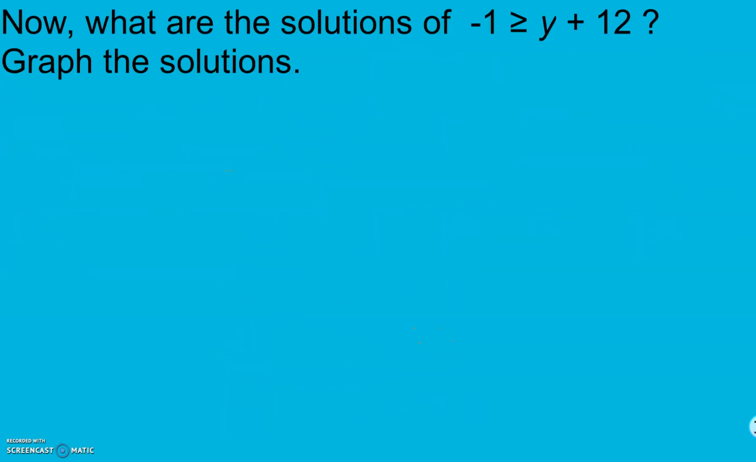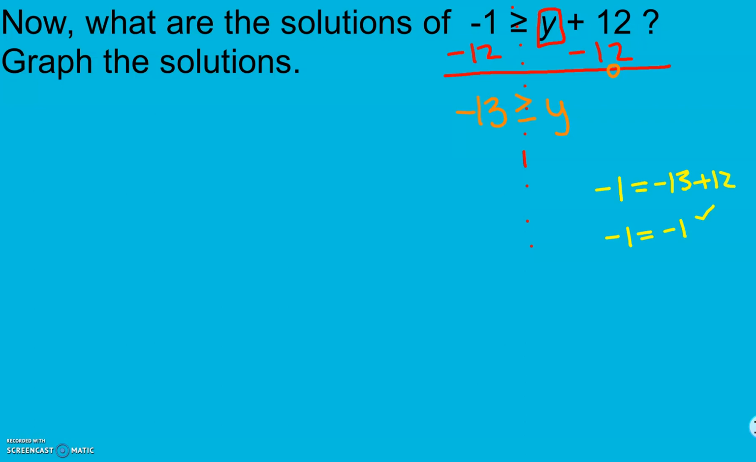Now feel free to pause here and give this a try. Our variable is being added by 12. To get rid of addition, I subtract. Use that subtraction property of inequality, which is very similar to our subtraction property of equality. It says as long as we do it to both sides, it stays equivalent. 12 minus 12 is 0, so all I have here is y. I bring down my inequality. Negative 1 minus 12 is negative 13. I keep my y on my right side, my negative 13 on my left.